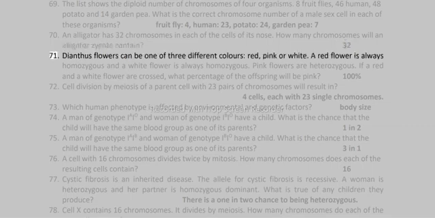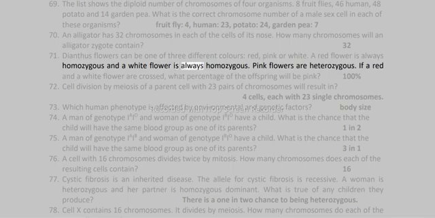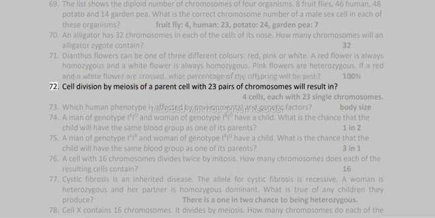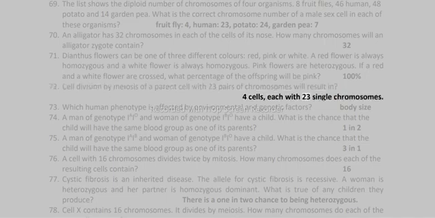32. 71. Dianthus flowers can be one of 3 different colors: red, pink or white. A red flower is always homozygous and a white flower is always homozygous. Pink flowers are heterozygous. If a red and a white flower are crossed, what percentage of the offspring will be pink? 100%. 72. Cell division by meiosis of a parent cell with 23 pairs of chromosomes will result in 4 cells, each with 23 single chromosomes.